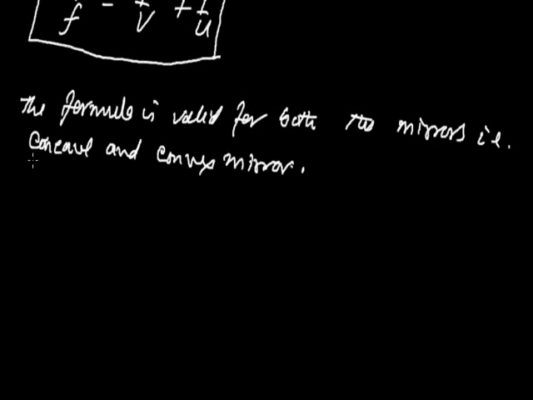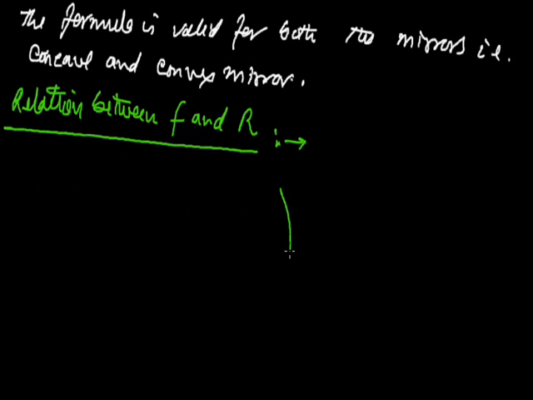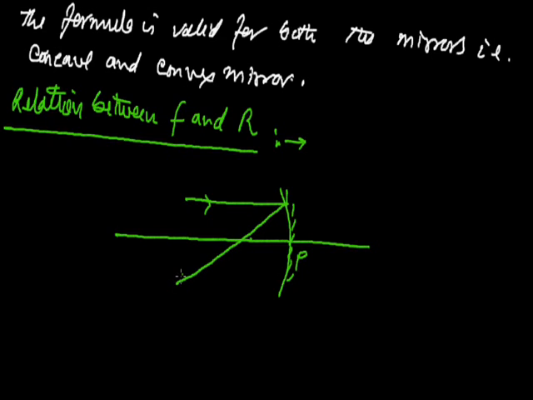Now the relation between f and radius of curvature R. This one is a convex mirror, principal axis. This one is the pole. A ray parallel to the principal axis falls on the mirror. After reflection, it will pass through the focus point. This one is F. Here is C. If we connect C and this point of hit, this will be a normal. CN is the normal at point A.